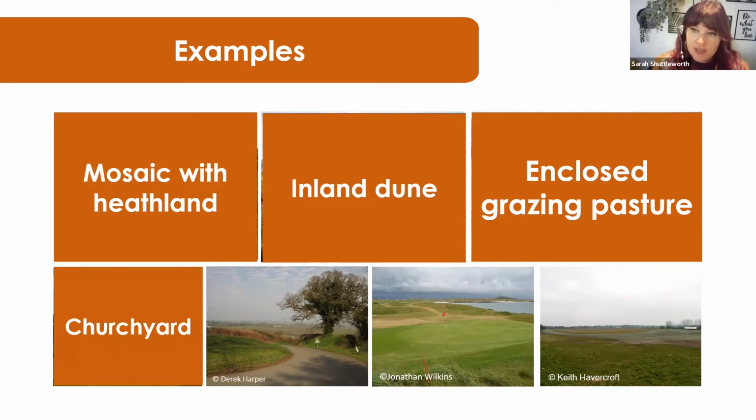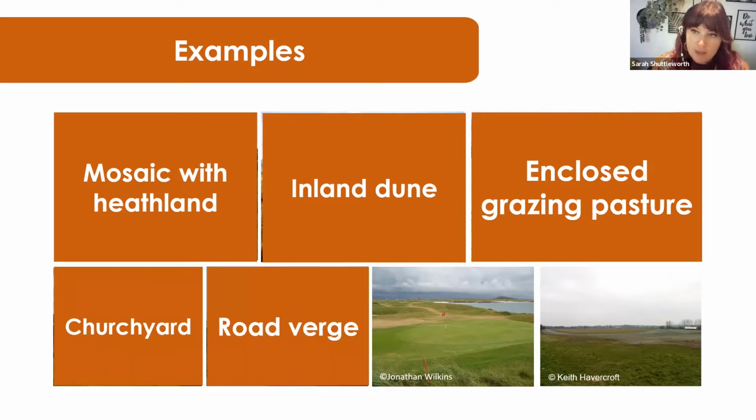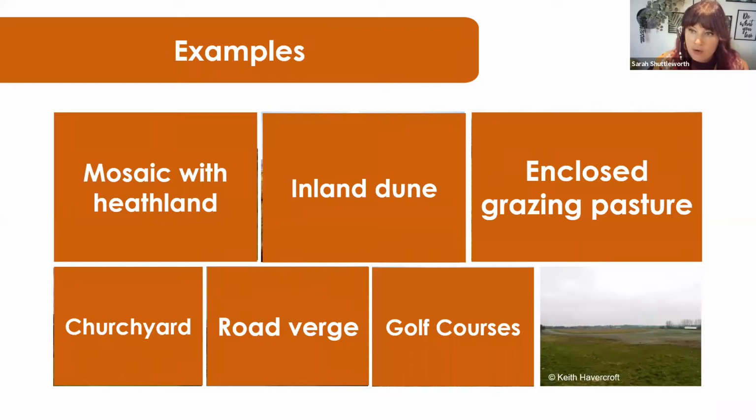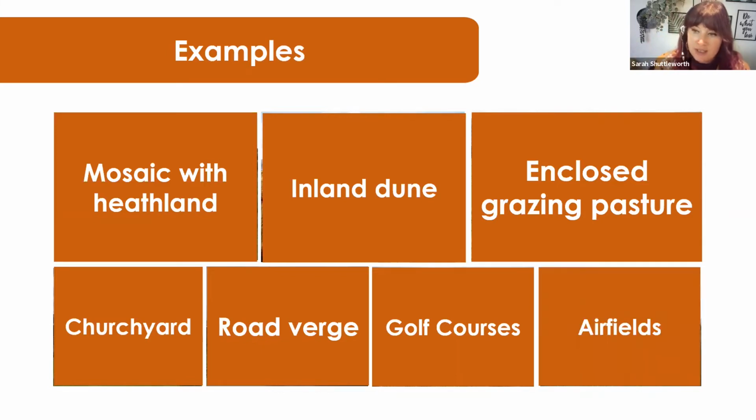Even churchyards, depending on their location, their underlying soils and geology, you can sometimes get dry acid grassland appearing in a churchyard. Road verges, similarly, it's all dependent on the soil type and underlying geology, and then that association of species that you get together. But you can have road verges that are dry acid grassland. Golf courses quite often have areas that are more like dry acid grassland, especially the rough areas. And also things like disused airfields.